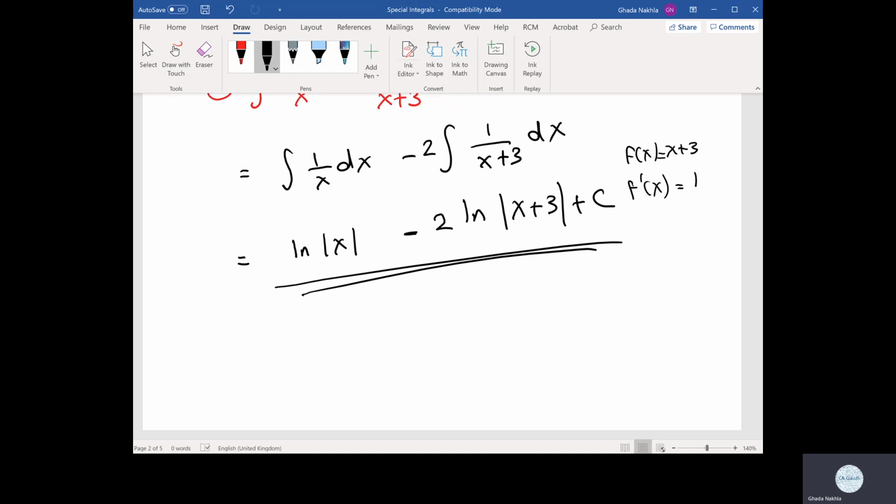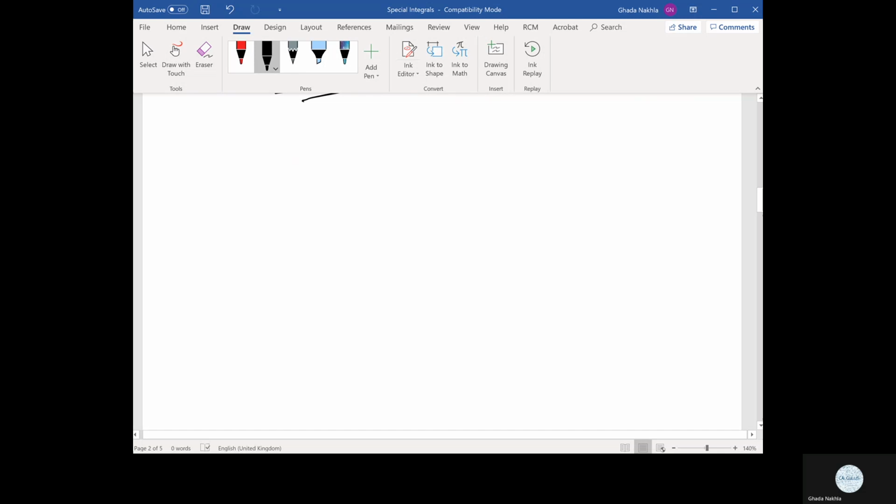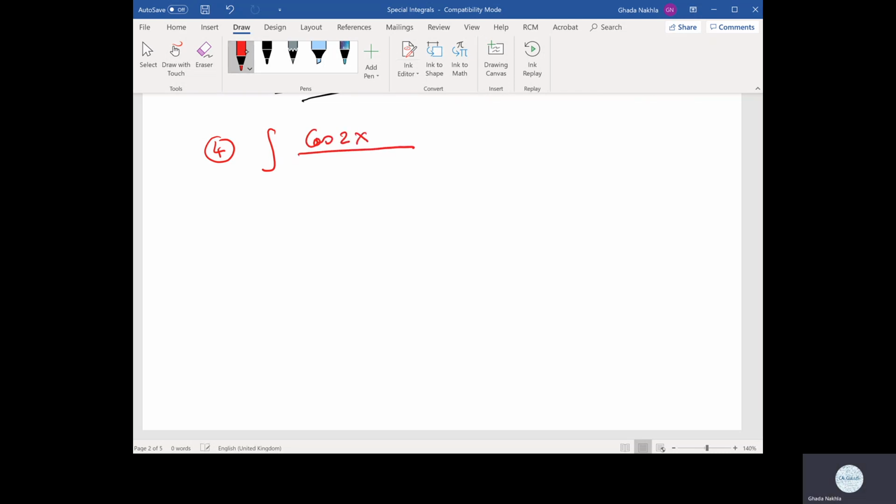Let's take a look at something slightly harder. We're on question 4, and we are integrating cos 2x divided by 1 plus sine 2x dx.